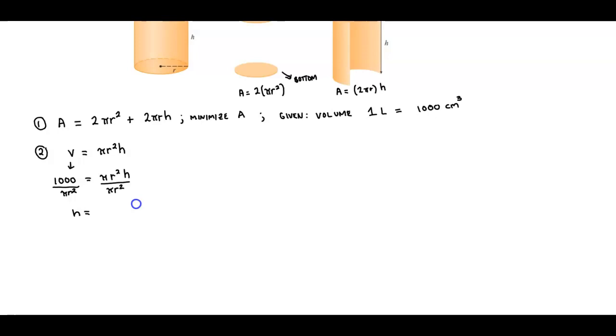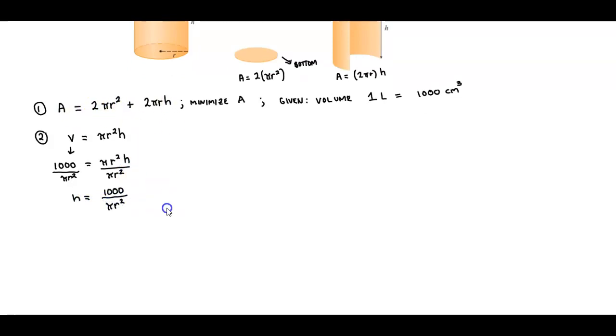So h is going to equal 1,000 over pi r squared. So now we're going to use this formula and substitute what we got for h into step number 1. So using that formula, we have the area, which is equal to 2 pi r squared plus 2 pi r times 1000 over pi r squared.